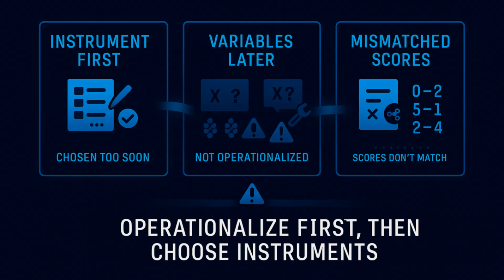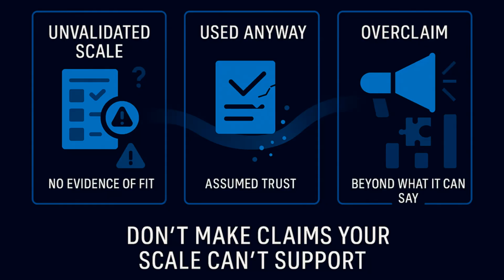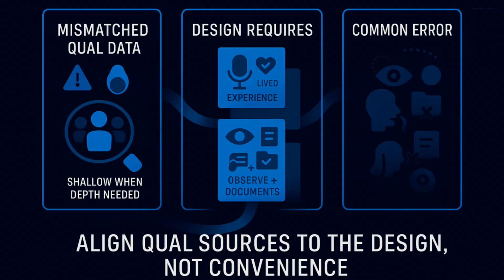One mistake is choosing instruments before operationalizing variables, which leads to scores that do not match what the study claims. Another is selecting surveys that do not produce defensible subscores when subscores are needed. Another is using unvalidated scales without justification, and then making claims the instrument cannot support. Another is collecting qualitative data that does not match the design, such as running a focus group when the study requires deep individual lived experience, or relying only on interviews in a study that should include observation and documents.